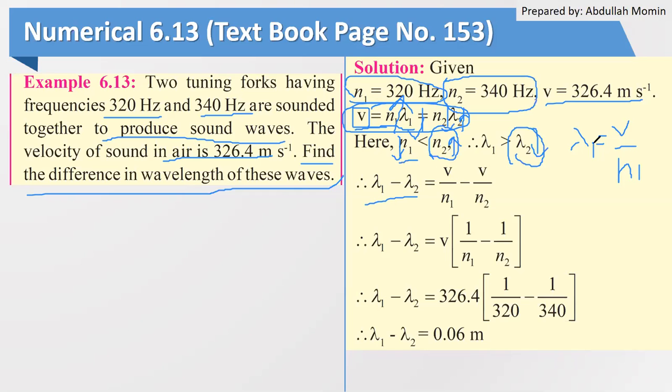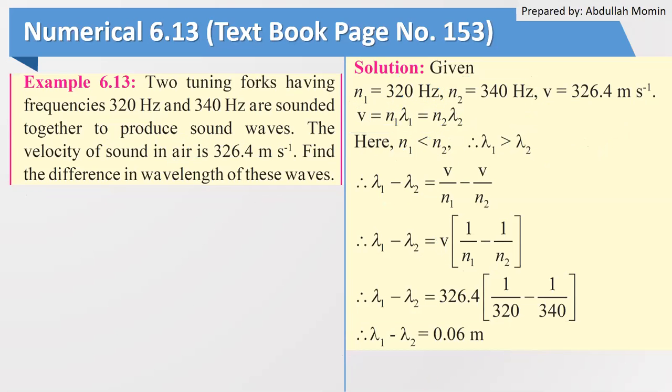So we are going to take V as common, and instead of N1 and N2, we put the values 320 and 340. After calculating it, we get lambda 1 minus lambda 2 equal to 0.06 meter, and this is the difference in the wavelength of the frequencies. So the difference between the wavelengths of these waves is 0.06 meter.